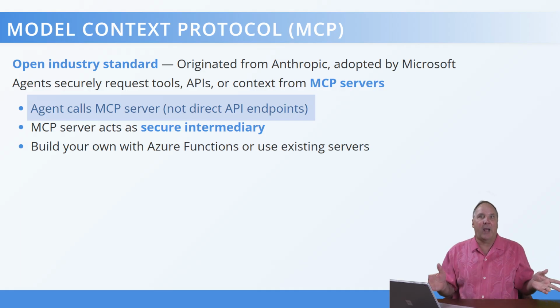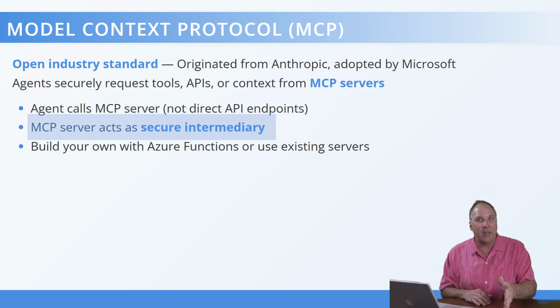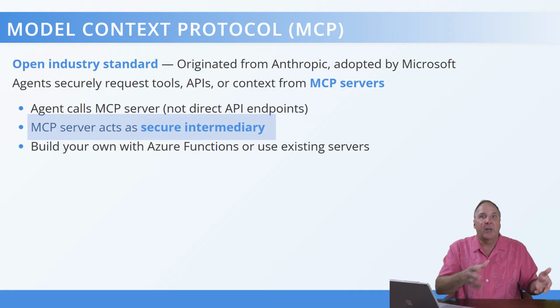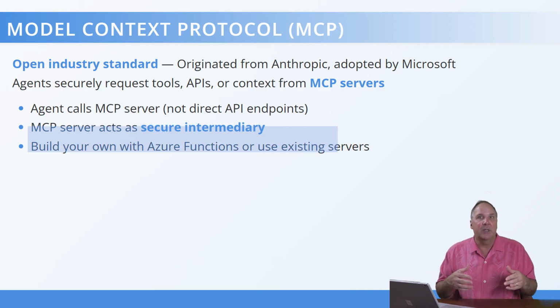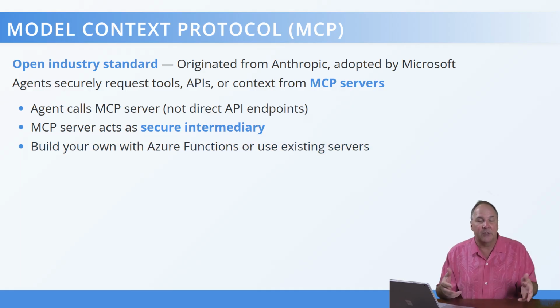Here's how it works in practice. Instead of hard coding an API endpoint directly into your agent, which would be fragile and hard to govern, the agent calls an MCP server. That server acts as a secure intermediary. You can build and register your own MCP servers using Azure functions. You can create a custom service or use existing tools that support the protocol. I've actually written some MCP servers, and they're really pretty easy to do.